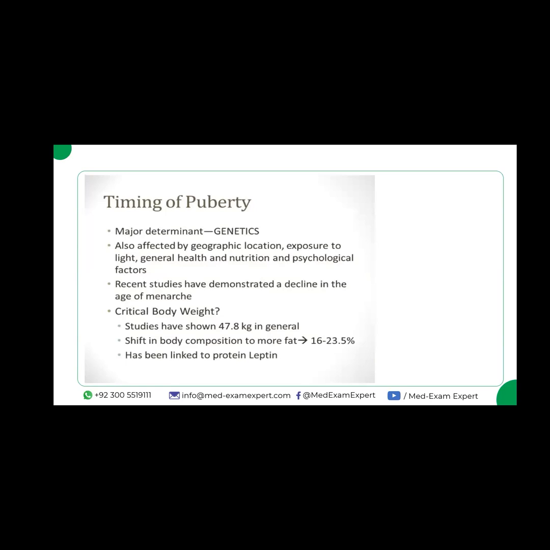Studies show that if the weight is in general 47 kilograms, then the patient can have normal menstruation. However, if there is a shift in body composition to more fat, then there is a 16 to 23.5% chance of having amenorrhea. And in some cases, this has been linked to the protein leptin.